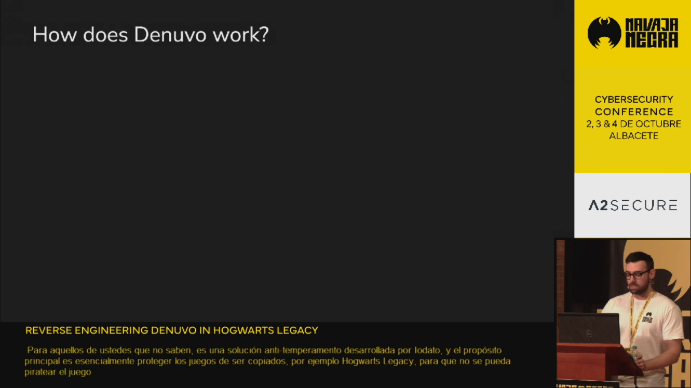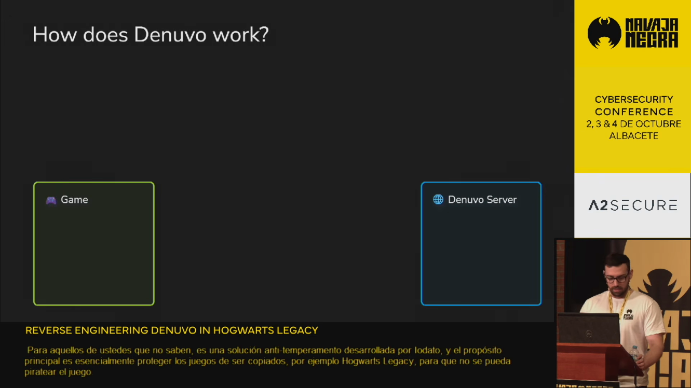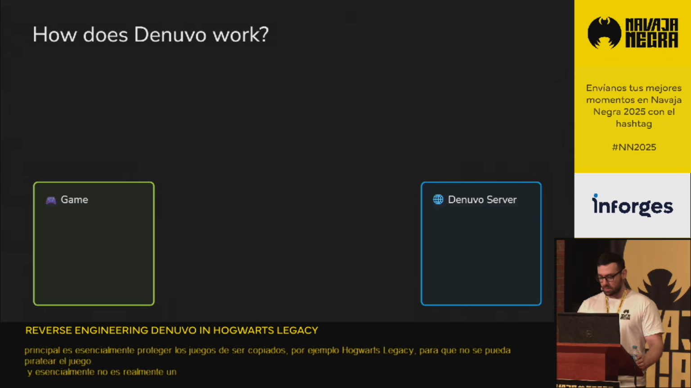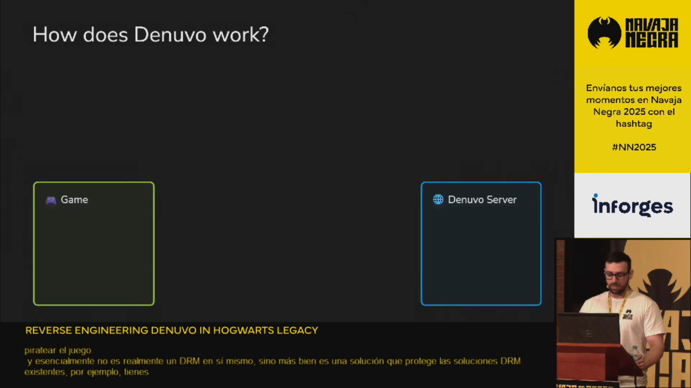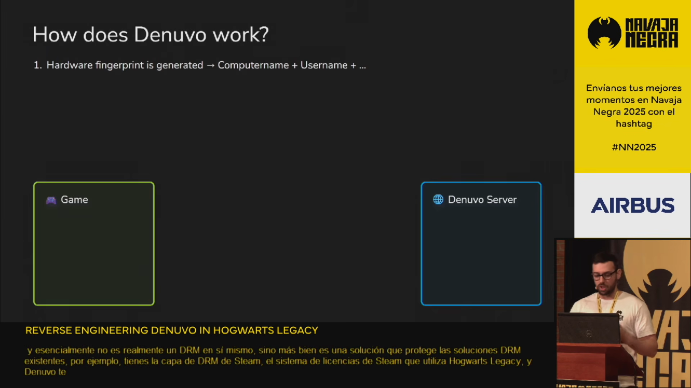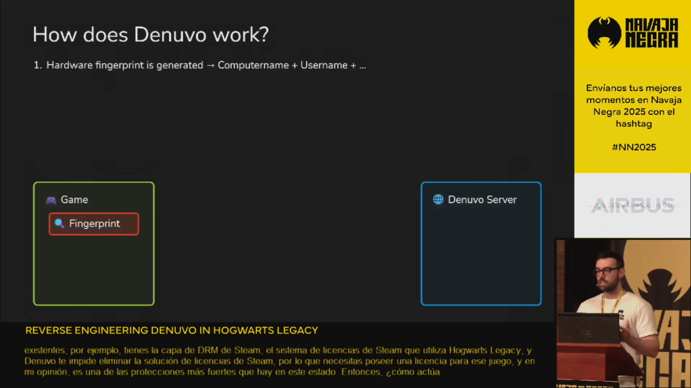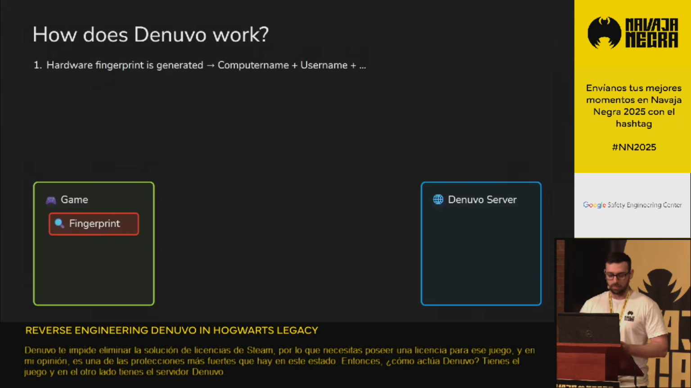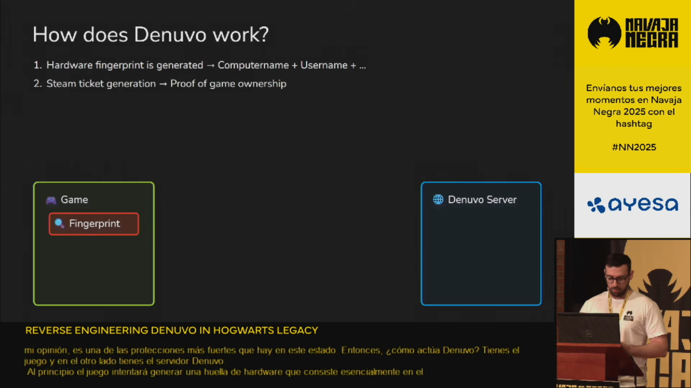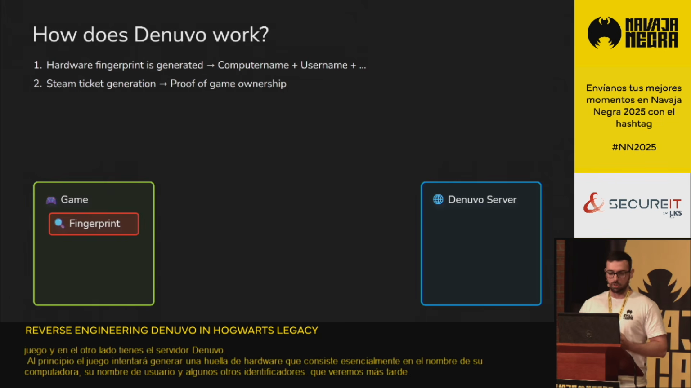So how does Denuvo work? You have the game, and on the other side you have the Denuvo server. At the beginning, the game will try to generate a hardware fingerprint, which essentially consists of your computer name, your username, and some other identifiers that we'll see later. Once Denuvo has done that, it will generate a so-called Steam ticket, which is essentially proof of game ownership.